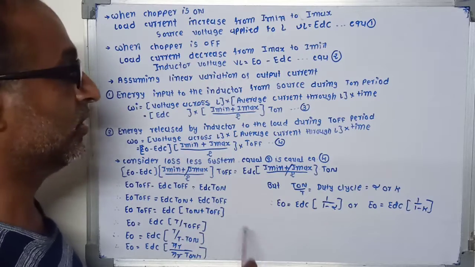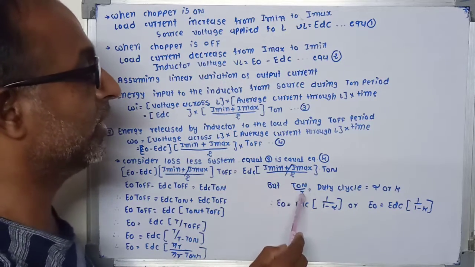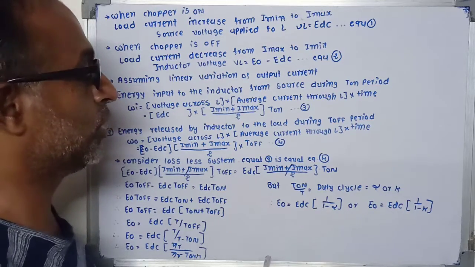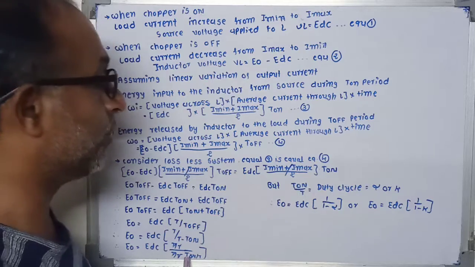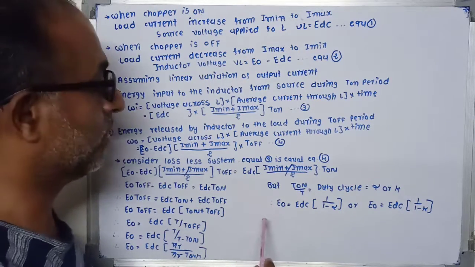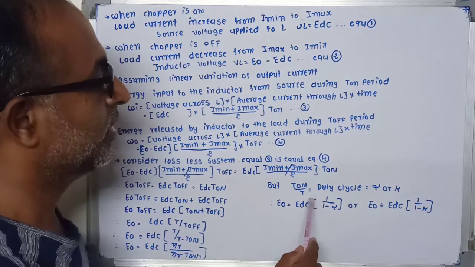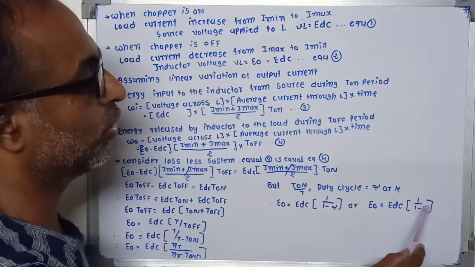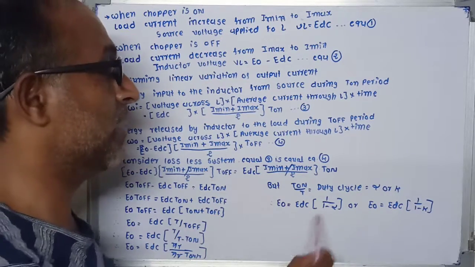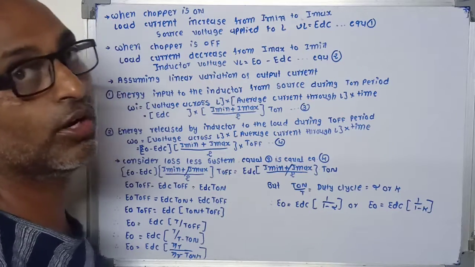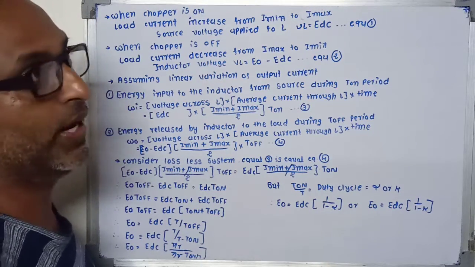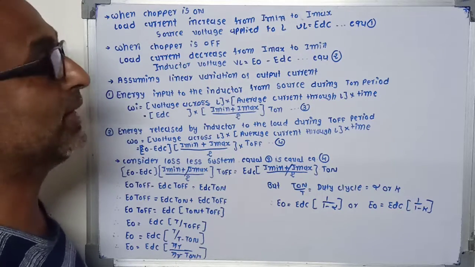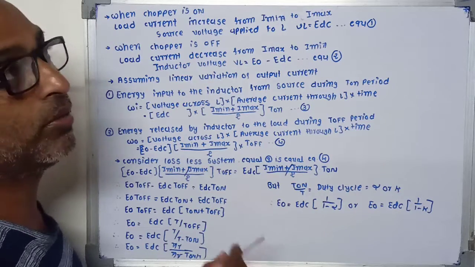We already have seen that T on by T is the duty cycle, denoted by alpha or K. So now put the value of T on by T in this equation. Our equation becomes E0 is equal to EDC in bracket 1 upon 1 minus alpha, or E0 is equal to EDC times 1 upon 1 minus K. So you can say that by varying the value of this duty cycle, the average output across the load can be varied. Here your output voltage is always greater than the input voltage. That's why it is called a step-up type chopper.